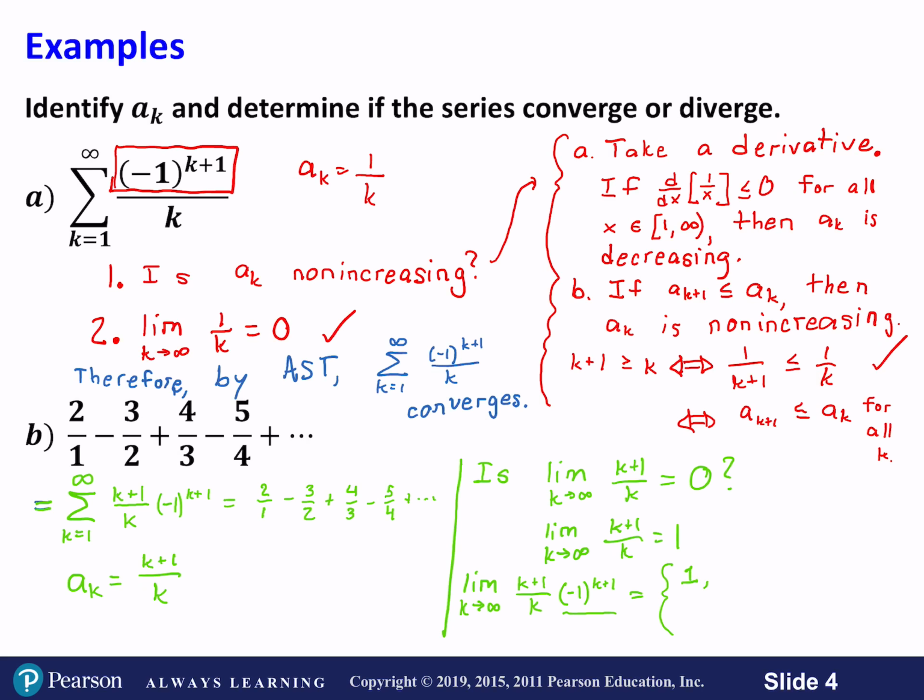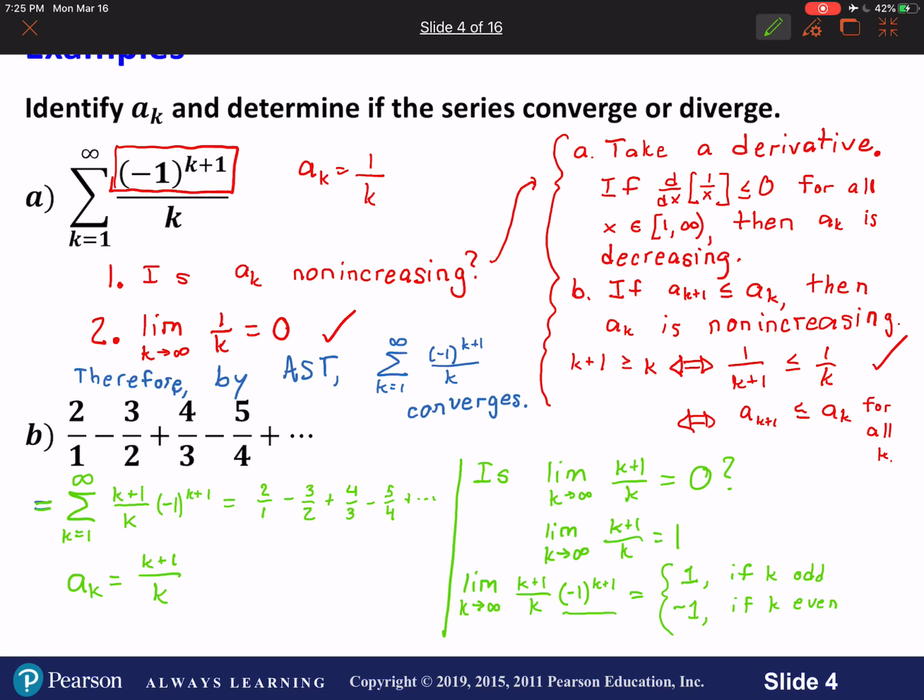So this is equal to 1 if k is odd. And if k is even, then the -1 power will have odd powers of k. And so that would indicate that you're multiplying by -1. And so this limit is equal to -1 if k is even. Since these limits are not the same, this limit diverges. Therefore, it diverges by divergence test.